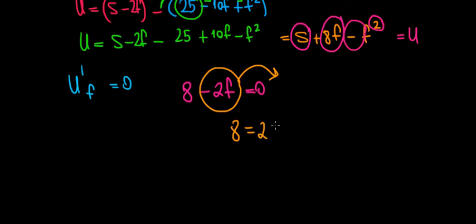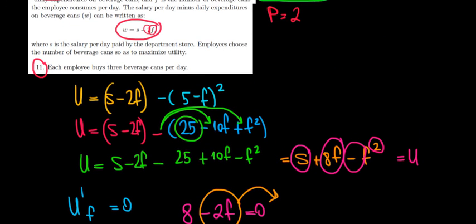Now we take 2F to the other side, so we have 8 equals 2F, so that F, the number of coffees in equilibrium that the worker will buy, is equal to 4 cups. And the answer key tells us that the workers buy 3 cups per day, so the answer is false, and we are done.